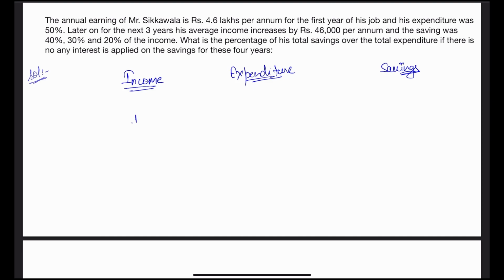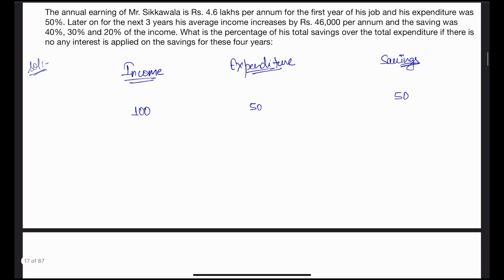So suppose the income is 100 rupees and in the first year he has spent 50, so how much is saved? 50 rupees. Later on, the next year, what happened? 10% increase. 46,000 is 10% of 4.6 lakhs. Now his income should be 110. So his saving was 40%. So 40% of 110 is what? 44 rupees. So his expenditure will be 66.